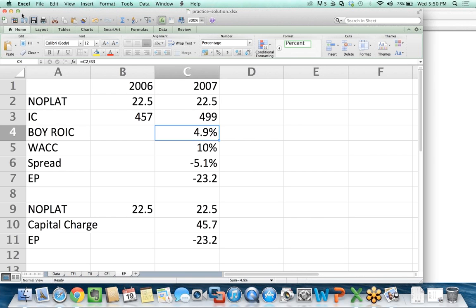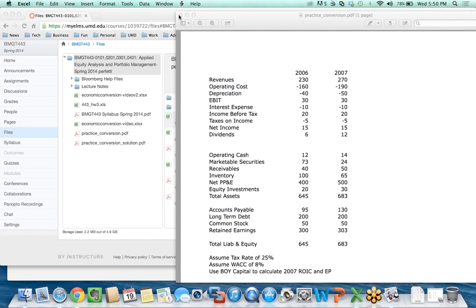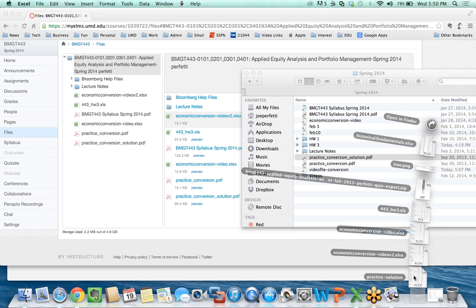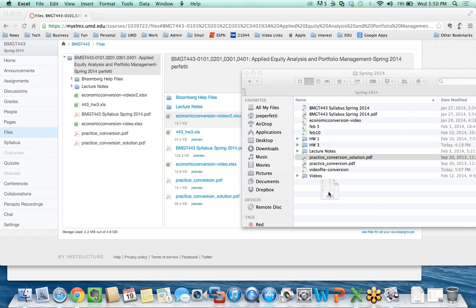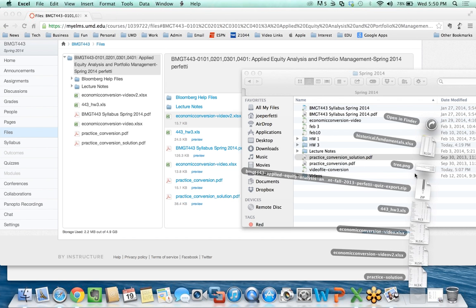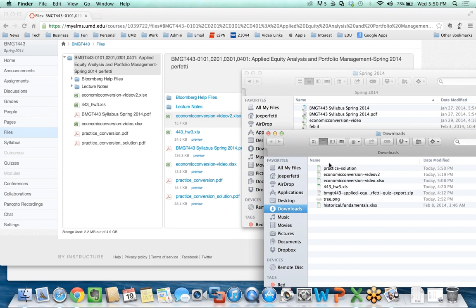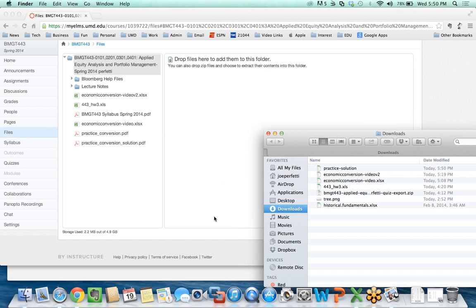So again, I'm going to save this file, including all the Excel references, and I'm going to load this file onto Canvas.